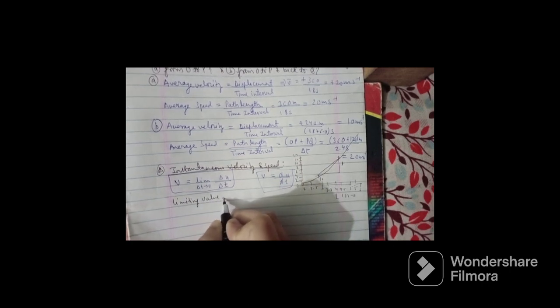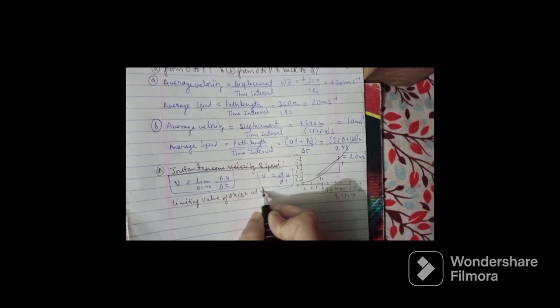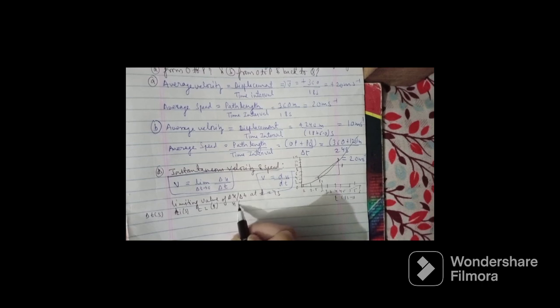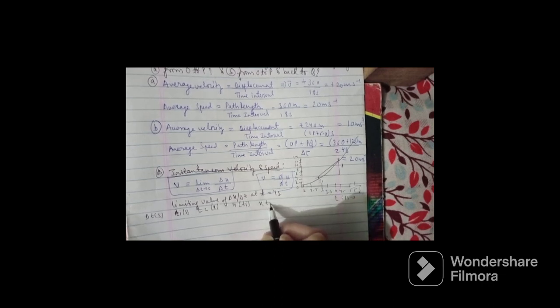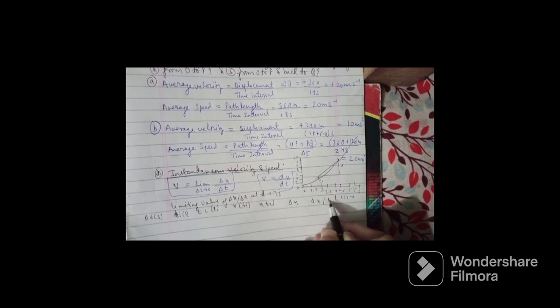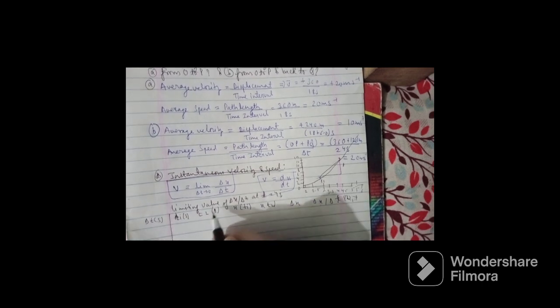The columns are delta t, t1 in seconds, t2 in seconds, x(t1), x(t2), and delta x by delta t, which is in meters per second. The x values are in meters, and delta t is in seconds. So we'll find out.